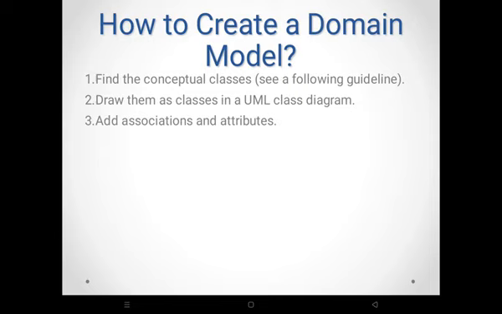The conceptual classes can be represented in UML notation. The third important step, add association and attribute. These are the three important steps for creation of a domain model. The first step, find the conceptual classes. The second step, draw them as classes in a UML class diagram. The third step, add association and attribute.